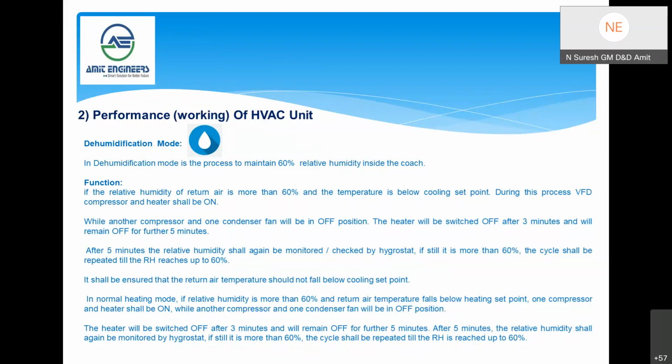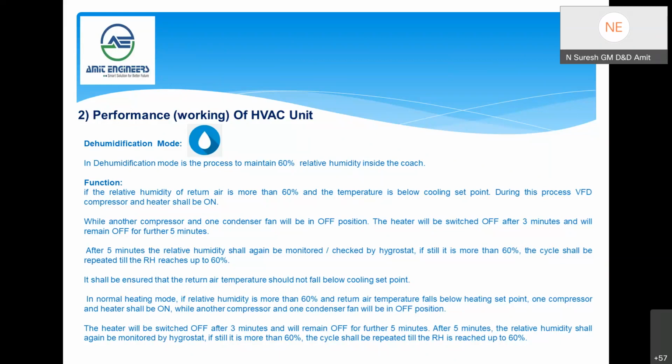In dehumidification mode, basically the system will maintain the relative humidity, RH, less than 60% inside the coach. If the return air relative humidity is more than 60% and the temperature is below the cooling set point, then during this process the VFD compressor and heater shall be on, while another compressor and one condenser fan will be off. The heater will be switched off after 3 minutes and will remain off for a further 5 minutes.